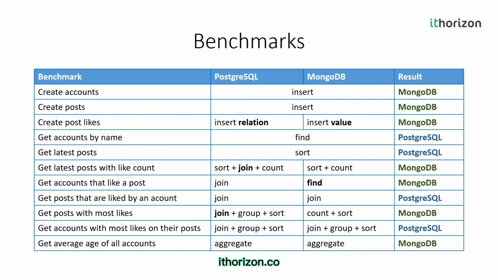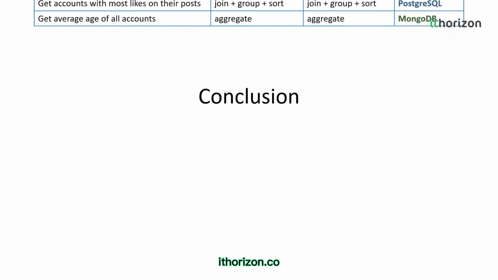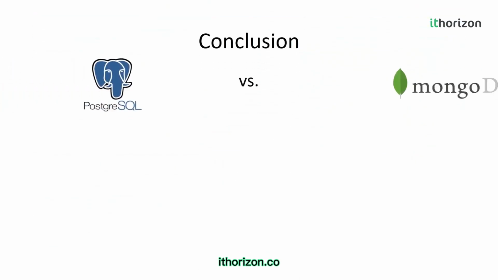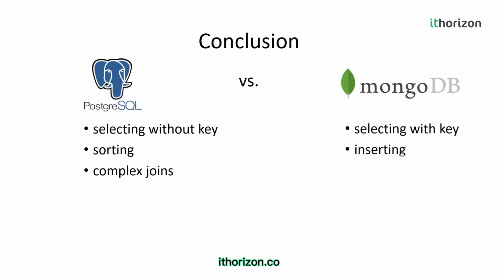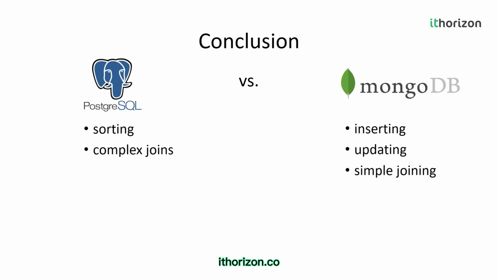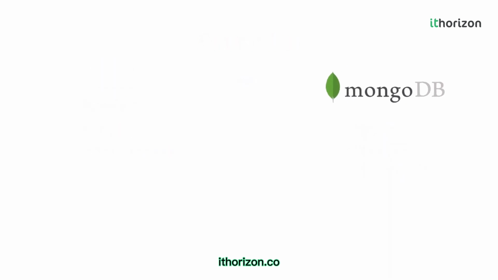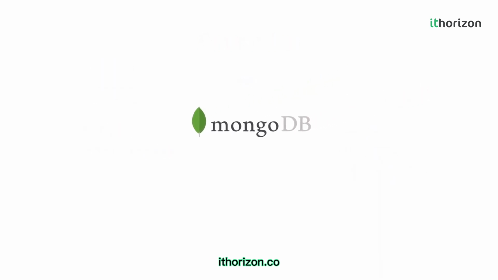PostgreSQL is also faster for some more complex queries. Aggregations are faster in MongoDB. Our conclusion is that PostgreSQL is better at accessing data by non-key attributes, sorting, and for complex queries. And MongoDB is faster at inserting, updating, and for queries that use nested references instead of joins. So finally, we decided to choose MongoDB for our social network because of the flexibility and the better performance for our most common use cases.